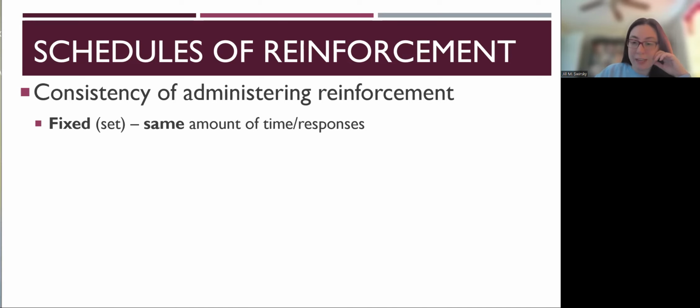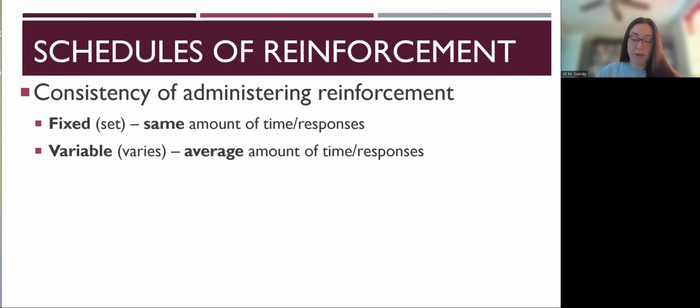When the schedule is fixed, reinforcement occurs every X number of responses if we're talking about responses, or every X number of minutes if we're talking about time. Fixed means set. It's always going to be the same. For example, a child must answer the question 10 times to get a piece of candy. Okay, so they earn the candy after 10 correct responses. Then it starts all over again. Then we have to have 10 correct answers before another piece of candy is administered, and so on.